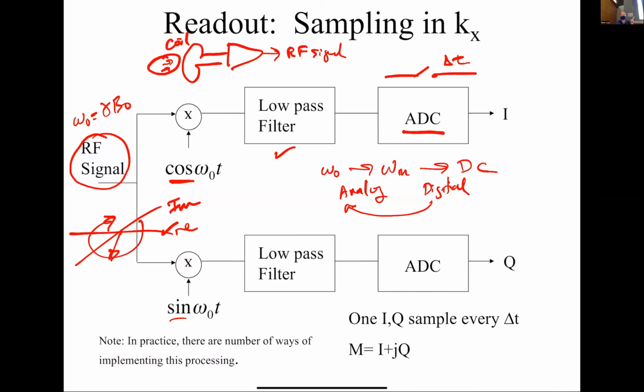So you just multiply by cosine omega naught, and you get the real part? Yes. So imagine, this is what's called quadrature detection.